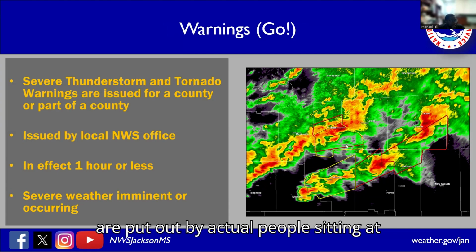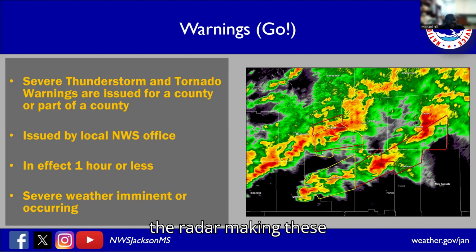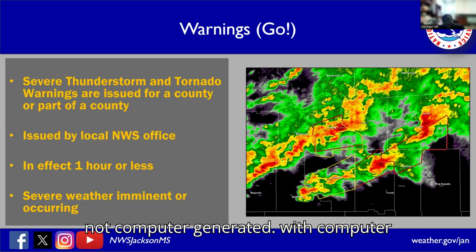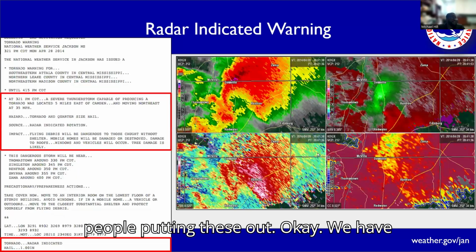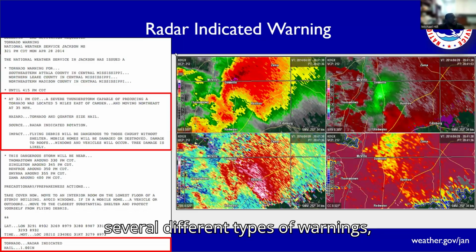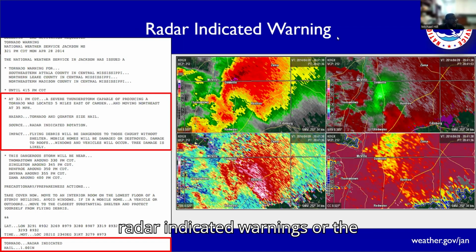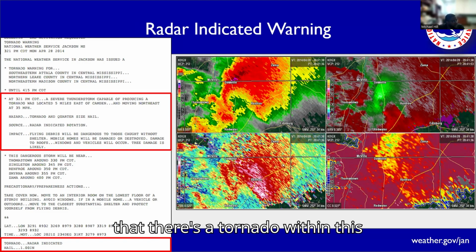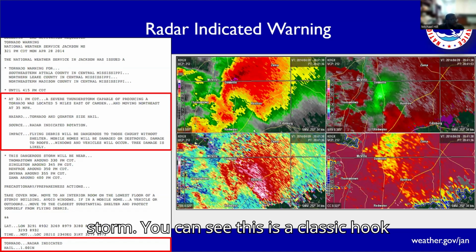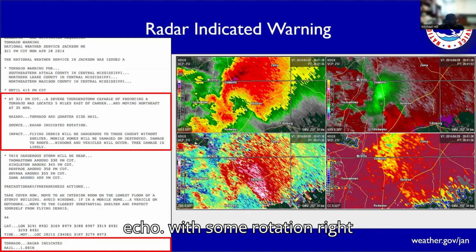These are put out by actual people sitting at the radar, making these polygons and sending them out. They're not computer generated or computer assisted. They're not AI. It's real people putting these out. Okay. We have several different types of warnings. Radar indicated warnings are your baseline warnings. I mean, radar indicated tornado, indicated rotation. So we think that there's a tornado within this storm. You can see this is a classic hook echo with some rotation right here.